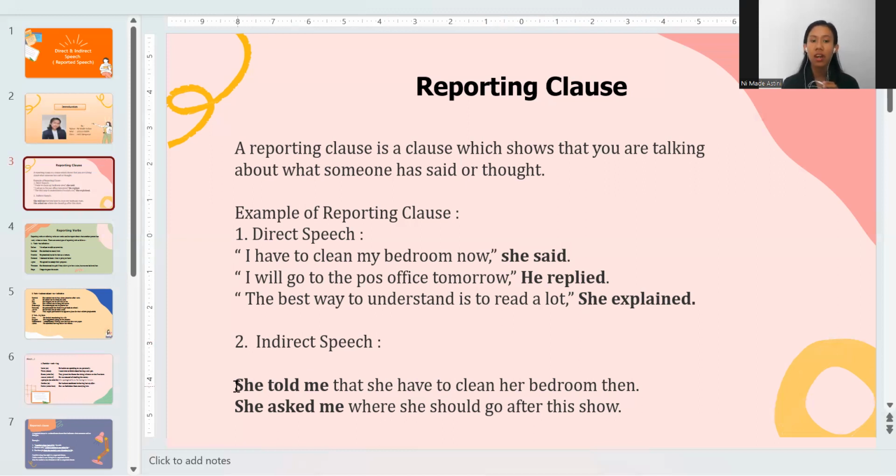In indirect speech, please pay attention to this example. She told me that she had to clean her bedroom then. She asked me where she should go after the show. So "she told me" and "she asked me" belong to the reporting clause because they show what someone has said before.